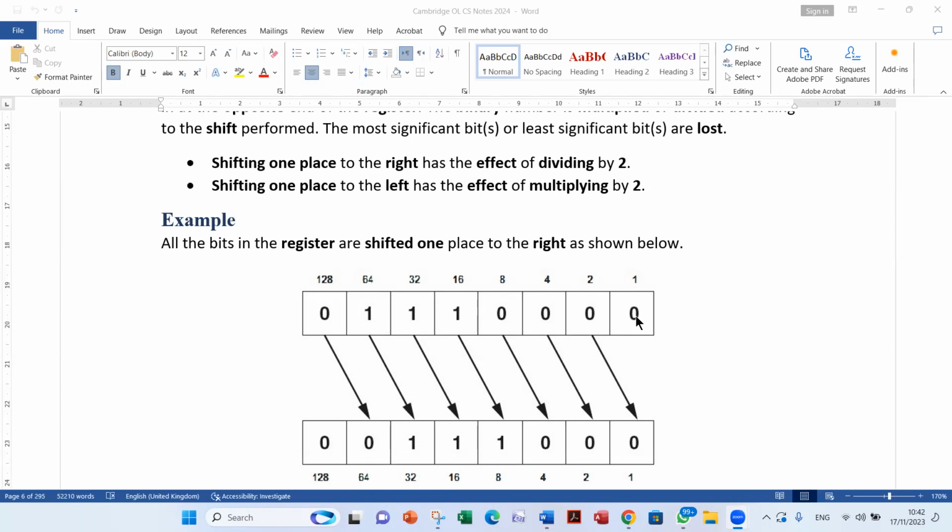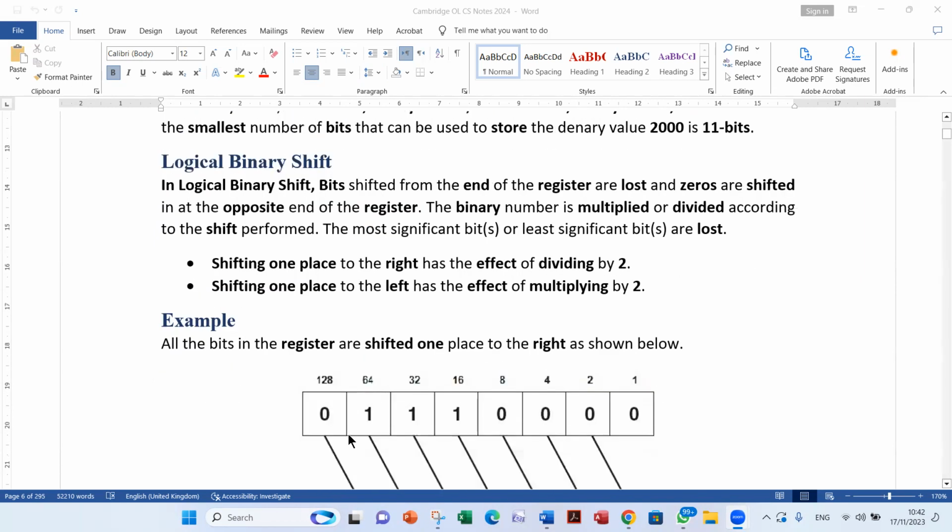Not because you lost a 0 here, you fill a 0 here. No. Whatever is lost from one end will be lost, whether it is a 1 or a 0, it just goes. And you fill the other side with zeros. Don't think of cycling this and putting it here. That is another definition. I want logical binary shift. The other one is cyclic, not the one defined in our section. Bits shifted from the end of the register are lost, and zeros are shifted in at the opposite position.